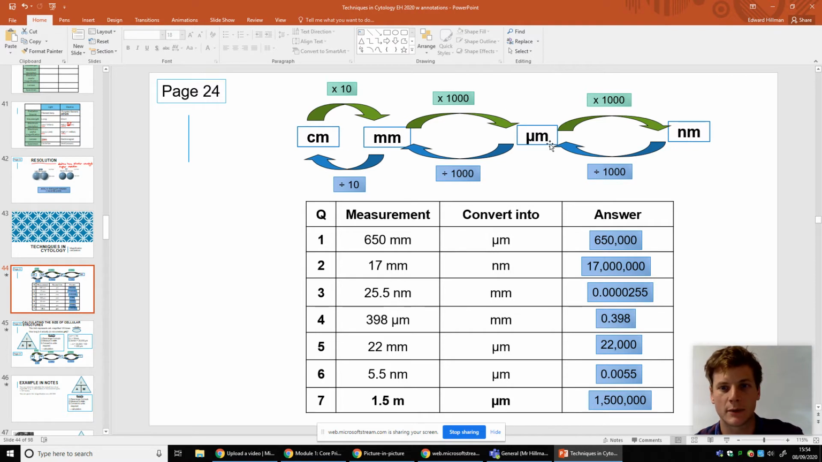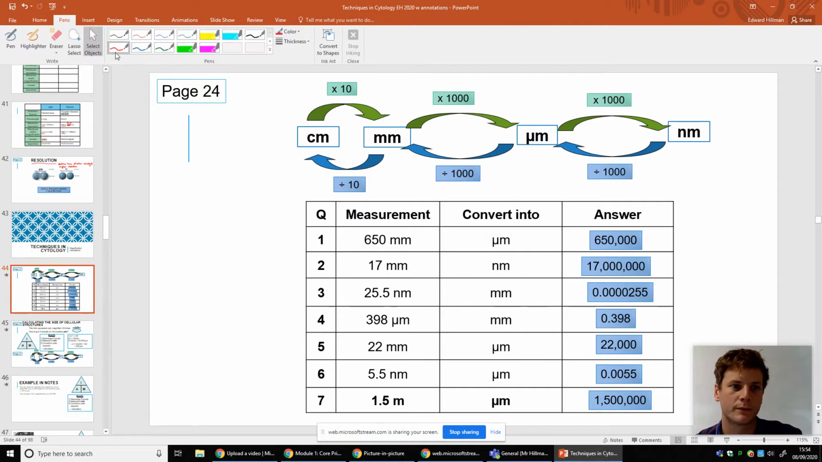So millimeters into micrometers. Well, there are 1,000 micrometers in a millimeter, so you multiply by 1,000. 1,000 nanometers in a micrometer, multiply by 1,000, and then divide to go the other way. Now, I've included on here centimeters as well.